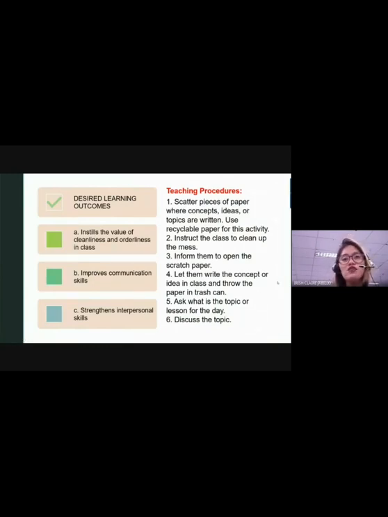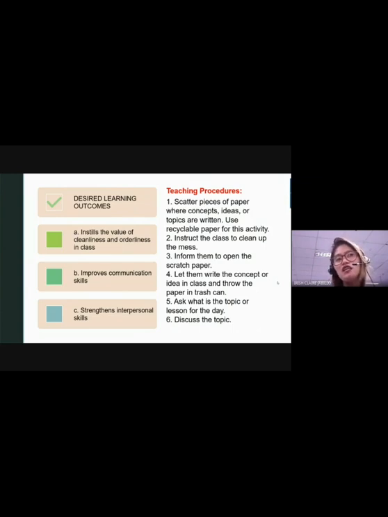The desired learning outcomes of this activity are, first, it instills the value of cleanliness and orderliness in class. It improves communication skills and strengthens interpersonal skills. And these are the teaching procedures in clean up the mess. We can scatter pieces of paper where the concepts, ideas, or topics are written, and we can use recyclable paper for this activity.